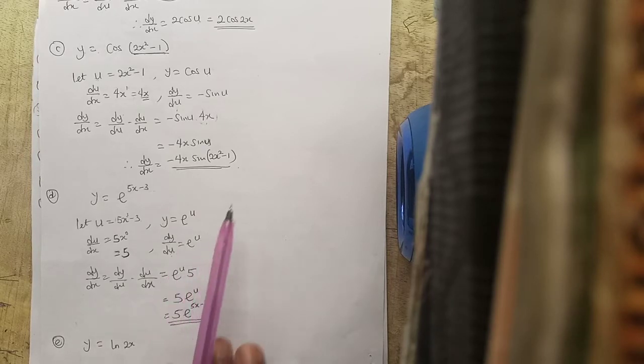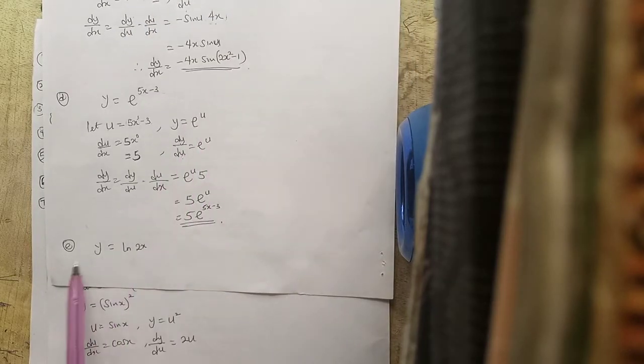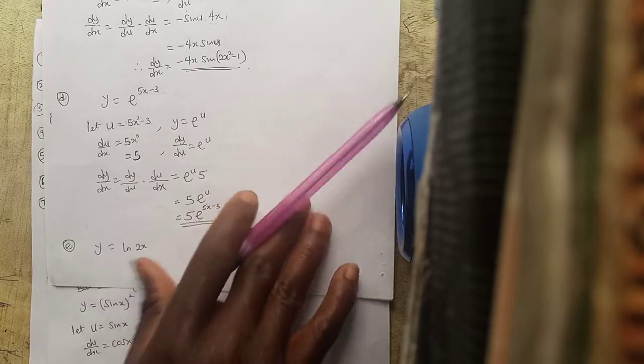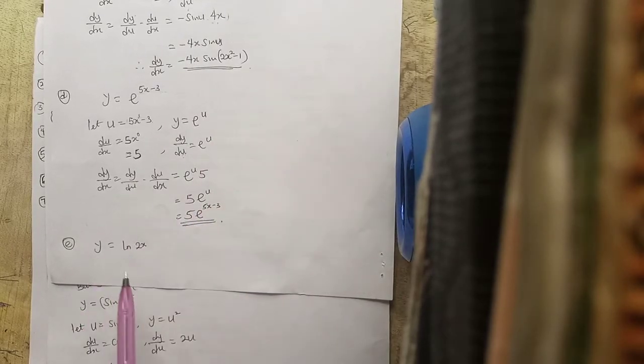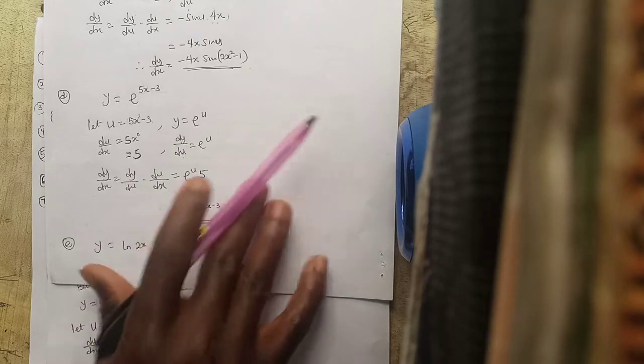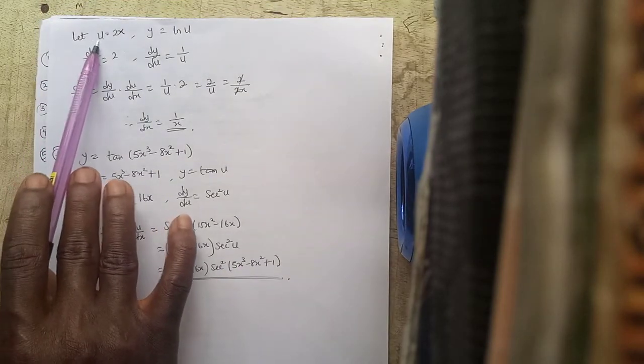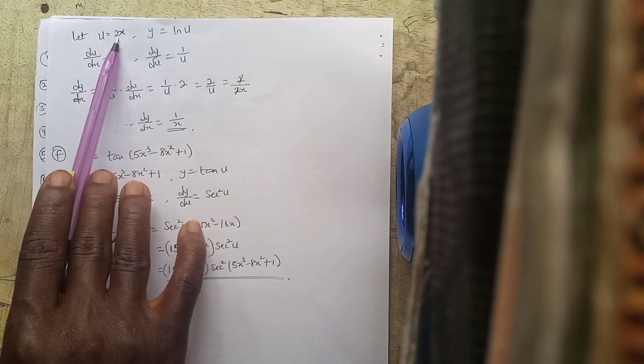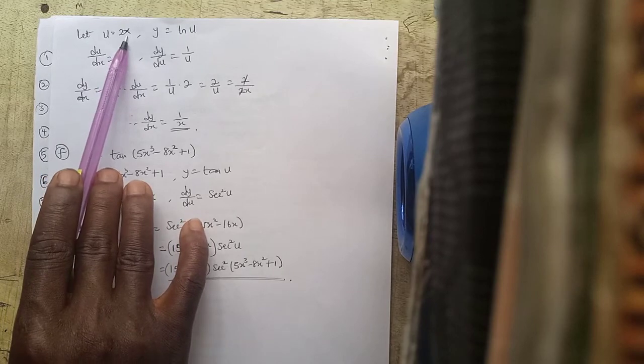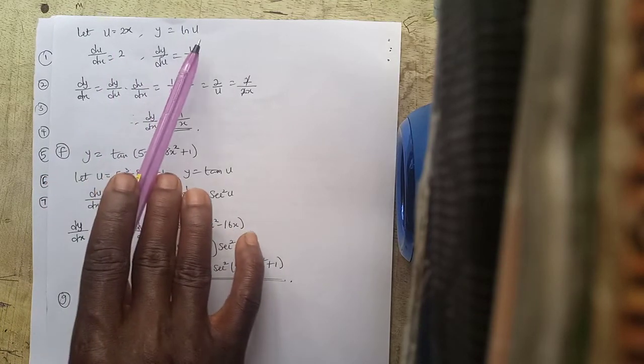Good. So now let's look at the fifth question, which is y equals ln 2x. The table for differentiation did not tell us about differentiating ln 2x with respect to x. So we are going to use the chain rule to solve this as well. Now, what do you do? You let your u be equal to 2x. If u is equal to 2x, then our y will be ln u.